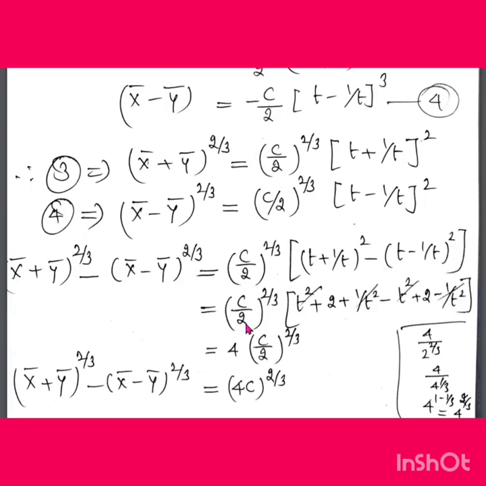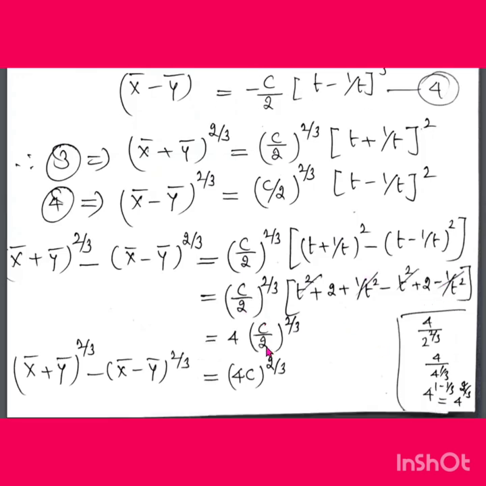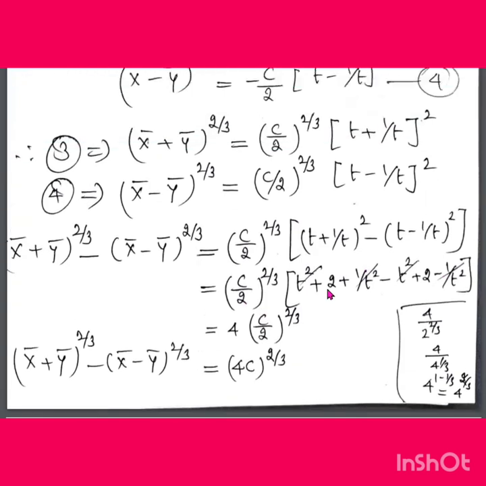So C by 2 power 2 by 3, T plus 1 by T whole square, A square plus B square plus 2AB. In this format, you have to write T minus 1 by T, A minus B whole square formula, you have to use it. So C by 2 whole power 2 by 3 into T square plus 2 plus 1 by T square minus T square plus 2 minus 1 by T square. So cancel T square minus T square, 1 by T square minus 1 by T square, 2 plus 2, 4. So 4 C by 2 power 2 by 3.